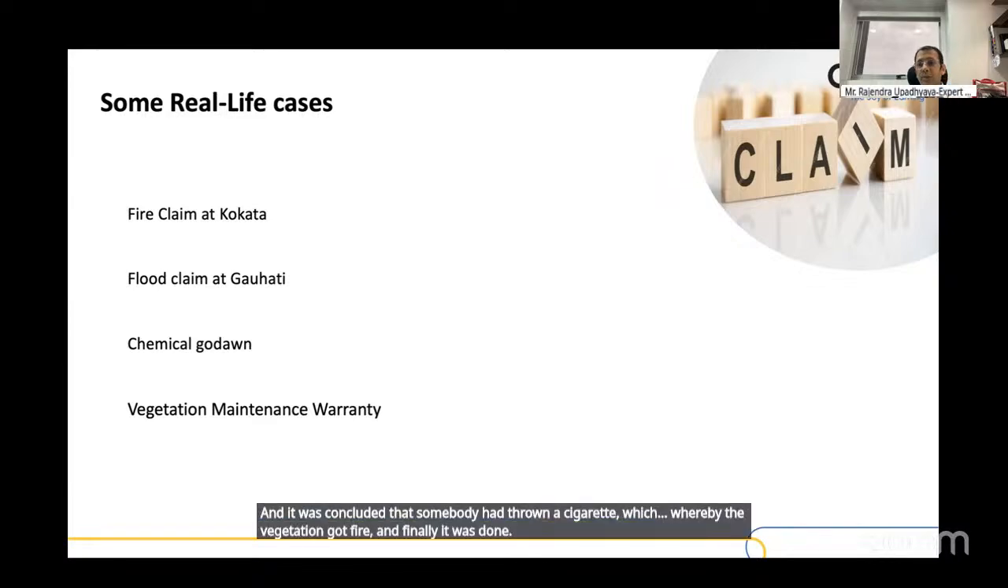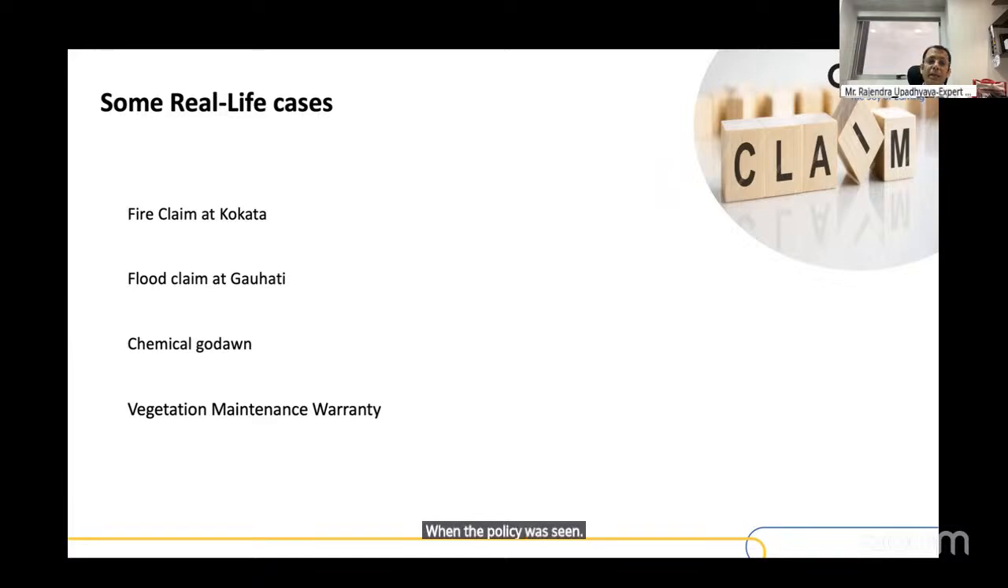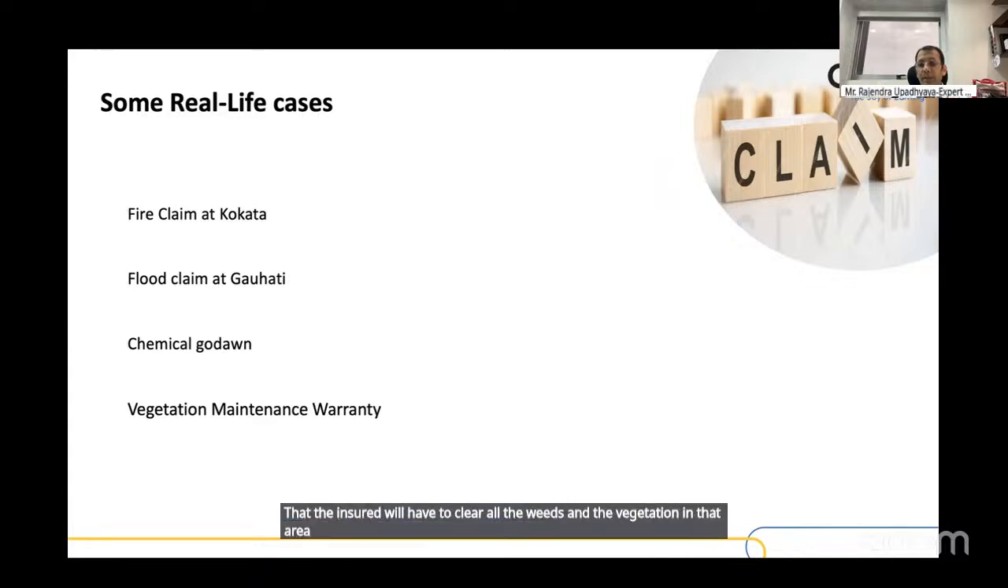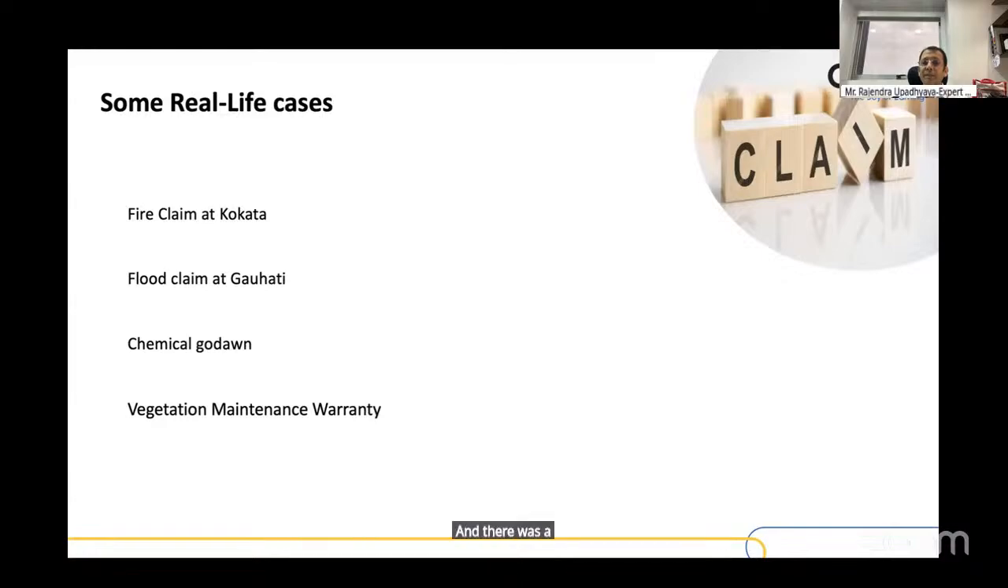When the policy was seen, it was carrying a vegetation maintenance warranty, that the insured will have to clear all the weeds and vegetation in that area periodically at his own cost, as the responsibility of the insured. Which means that if the fire has happened and there was a warranty in this policy, the claim is not payable.